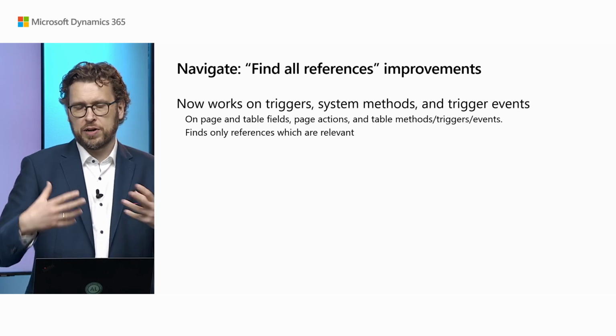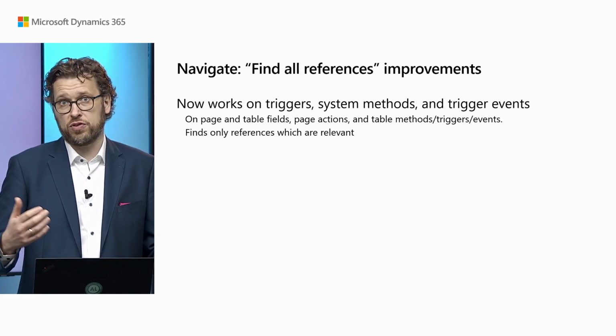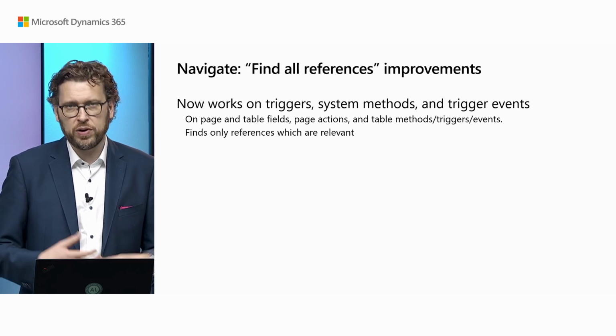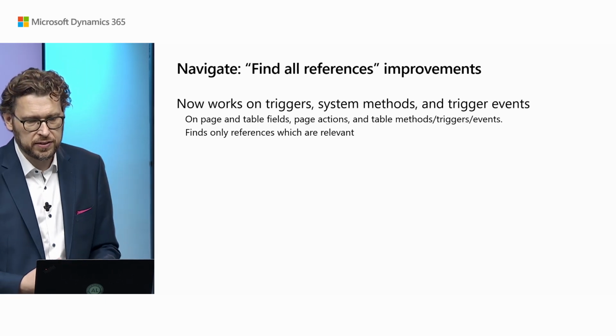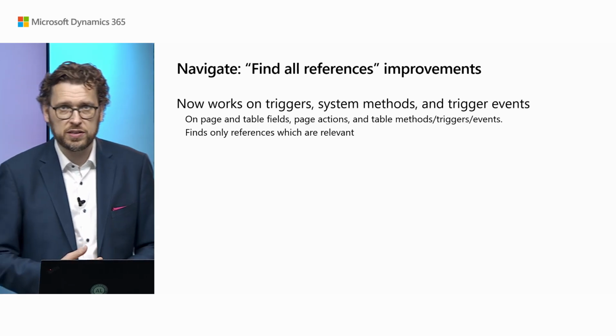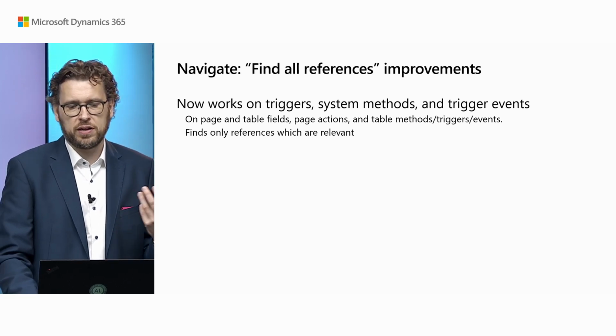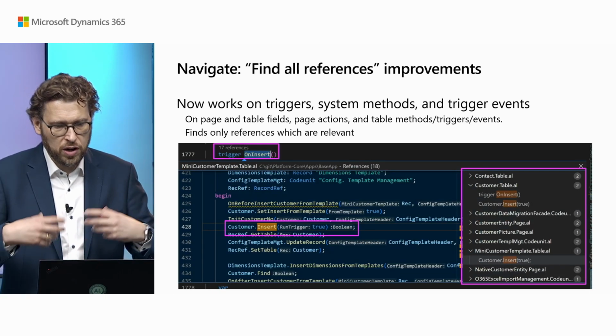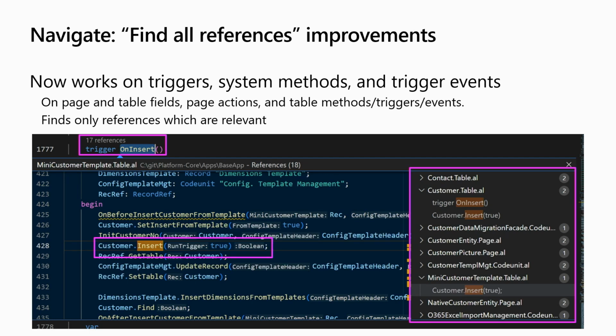Now, commonly when you want to understand the relationship in source, you can use the Find All References functionality in Visual Studio Code. And we have improved that to now also work on trigger and system methods and trigger events. That's supported on page and table fields, on page actions, and on table methods, triggers, and events. And we will now find only the references that are truly relevant. So if you are looking, for instance, at a trigger here, the OnInsert trigger on the customer, you can see that the reference count in the CodeLens at the top, the 17, shows how many places this is used. And you can then use Find All References to go through and view all of these uses. So again, that improves your productivity to see these relations.